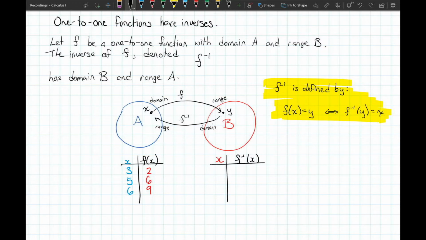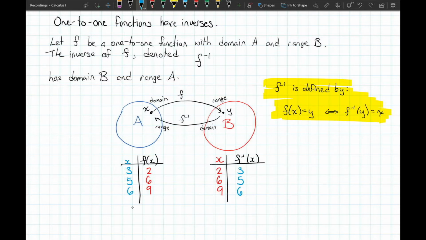Now, because I know that when I plug 3 into f, I get 2, that means if I choose 2, which is in the domain of the inverse, I should get the result 3. And if I plug 6 into the inverse function, I should get 5. And if I plug 9 into the inverse function, I should get 6. And the ordered pairs are in the reverse order. And that actually makes graphing inverse functions very easy.